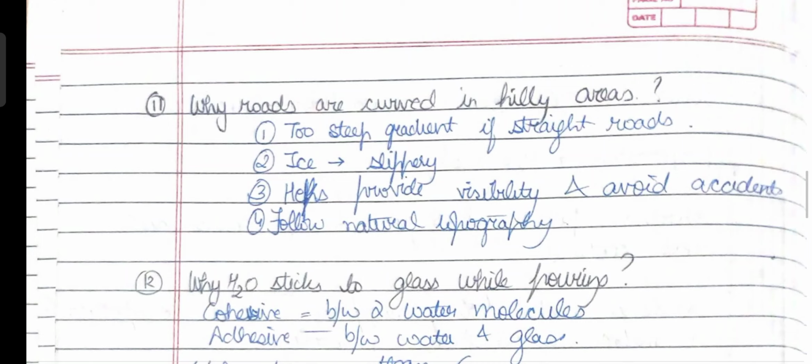And the fourth reason is that in order to follow the natural topography, because of the hilly areas they are already a very curved kind of road present, so they actually follow the topography, and in order to prevent the occurrence of landslides they try to follow the natural topography of the area.